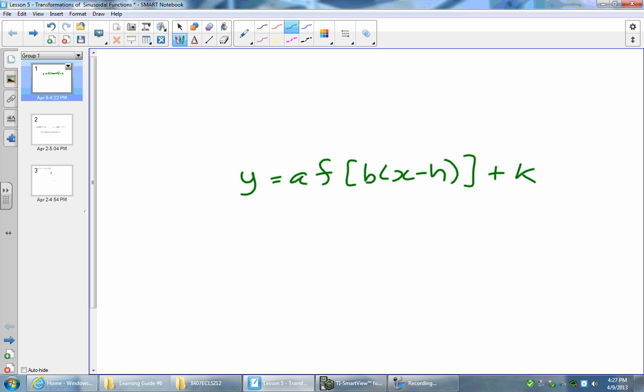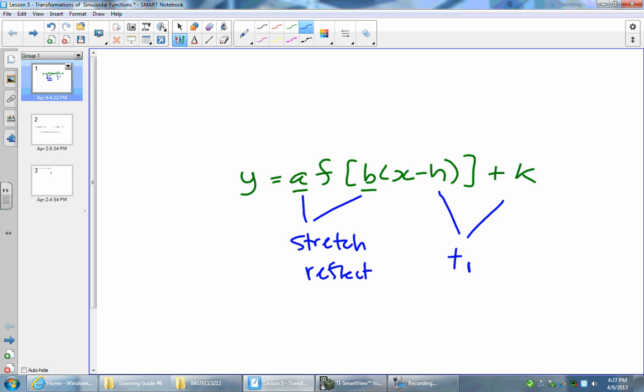This by now should look quite familiar to you. Remember, your A and your B caused what we called stretches and reflections. Okay, and finally your H and your K caused what we called translations. Now we are going to take these concepts and put them together with your sinusoidal functions.